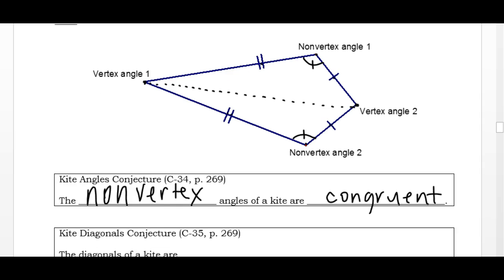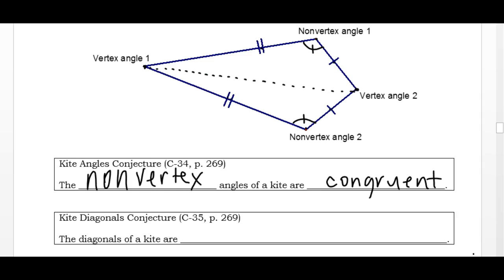My second conjecture states the diagonals of a kite are blank. So I dotted this one out. I'll draw it in properly, and I'll draw my other diagonal in right here. Those diagonals will always form a 90-degree angle.